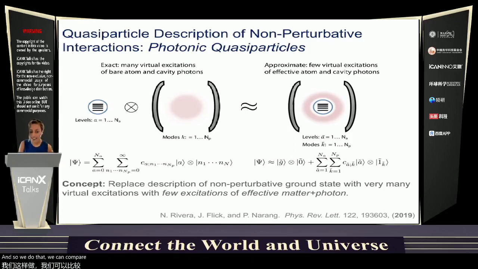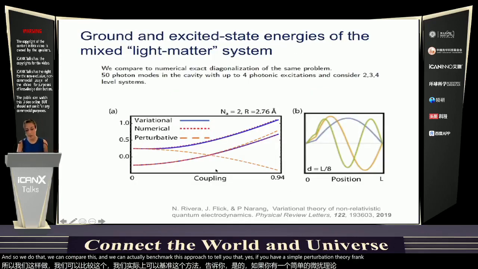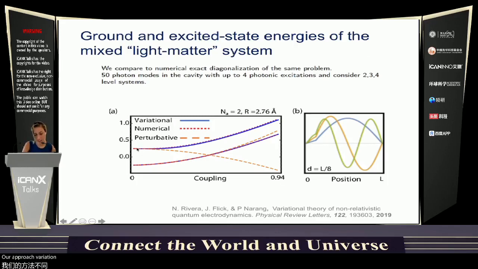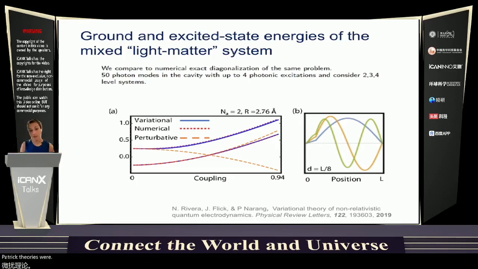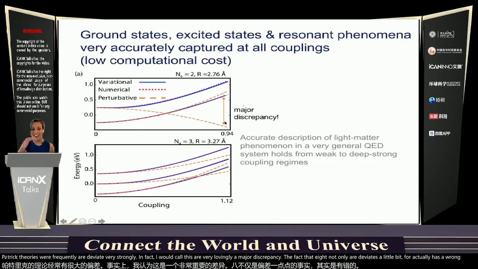And so we do that. We can compare this, and we can actually benchmark this approach to tell you that, yes, if you had a simple perturbative theory, or even not so simple perturbative theory, going from regimes of no coupling to deep strong coupling, our approach, variational QED and exact numerical diagonalization, will continue to be able to describe this system across the no coupling to strong coupling regime, but perturbative theories will frequently deviate very strongly. In fact, I would call this very lovingly a major discrepancy. The fact that it not only deviates a little bit, but actually has the wrong functional form.